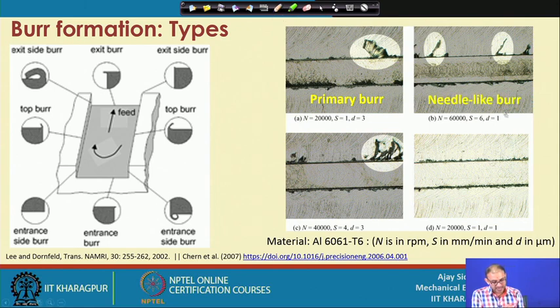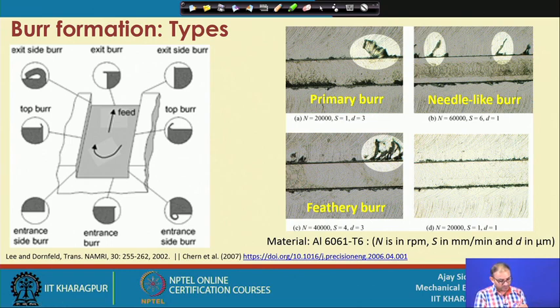Then another one is the needle-like burr, where the thickness is very small and it is sharper compared to the primary burr. That is why it is named needle-like burr. That happens when you increase the RPM, increase the feed rate and reduce the depth of cut, because when you reduce the depth of cut, the thickness of the burr also reduces. This is called feathery burr. It is something like woolen type of material.